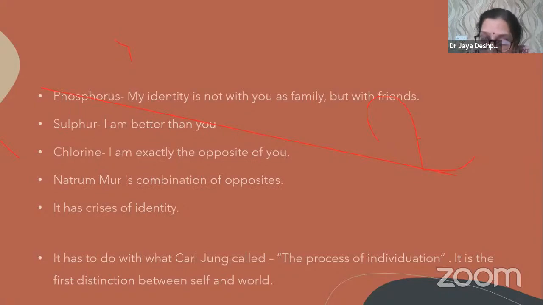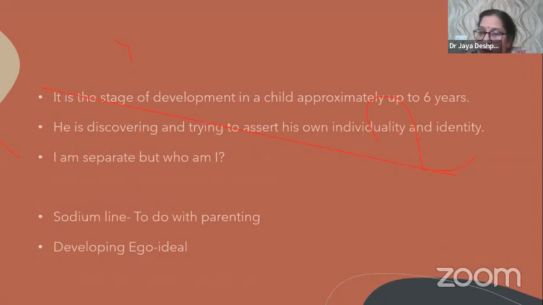So that's what it has to do with what Carl Jung called the process of individuation. So this is the first distinction between self and the world. That boundary where one starts to realize that I am a separate individual from the world. So when we talk about developmental stage, it is like a child up to 6 years of age. They are not very sure of their identity. He's trying to assert his individuality. He says I am separate, but then he doesn't know who he is exactly. So sodium line, again, it is to do with parenting and also developing ego.